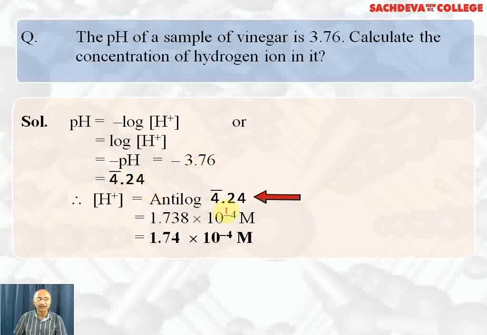Now you have to see the anti-log of 0.24, which will be 1738. So you write down the decimal after the first place, and this 4 bar becomes 10 to the power minus 4. 1.74 × 10^-4 molar is the correct answer.